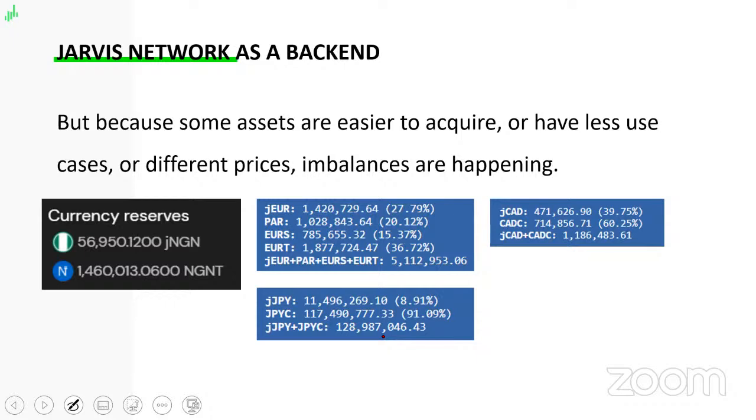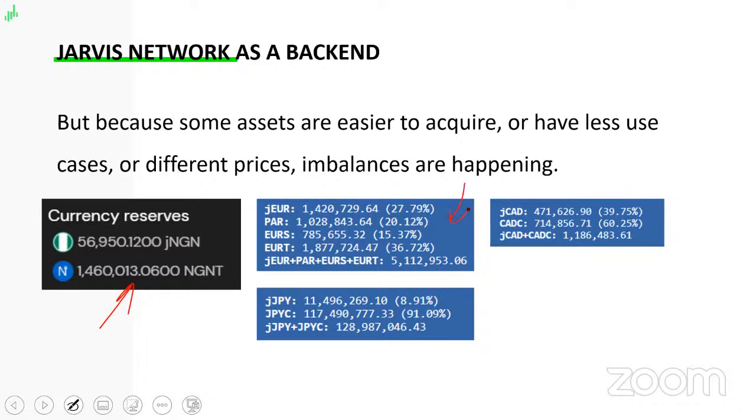But you can also have imbalance just because you have an arbitrage opportunity in one way, and you can't do a counter arbitrage, let's say, to rebalance it. I will show you an example. Here are the pools we have. This one is on the BSC, it's Ellipsis, and it's a Nigerian Naira. And you can see that there is a big imbalance. There is 56,000 Jarvis Naira against 1.5 million NGNT.